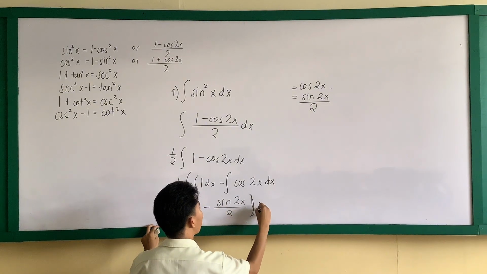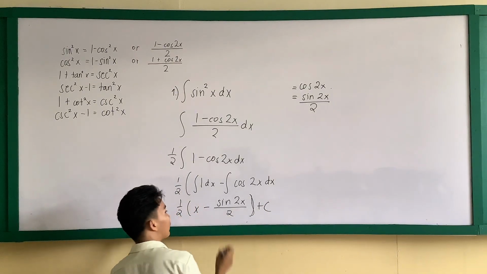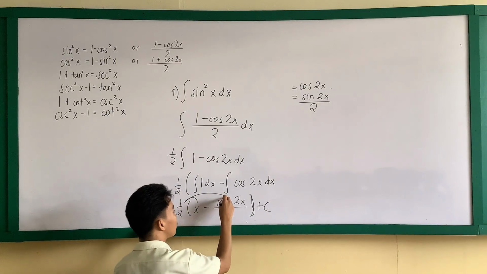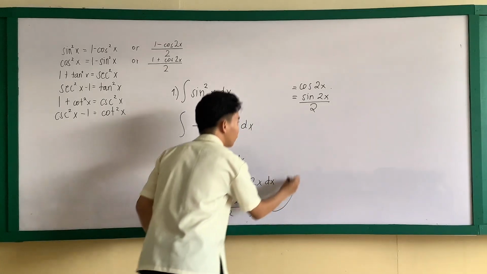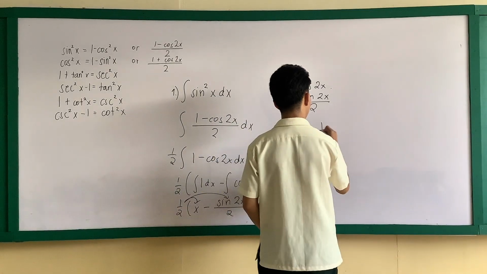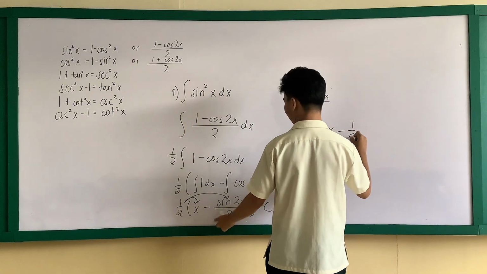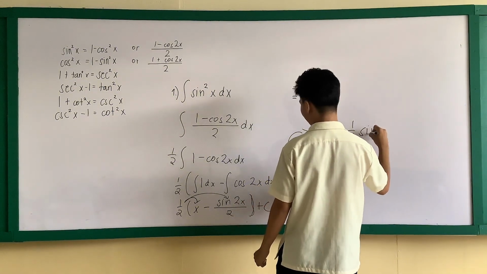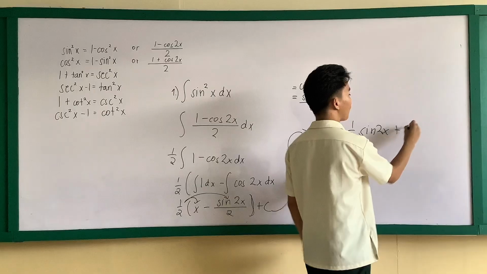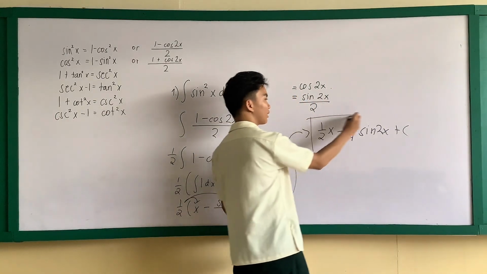Plus c. So now i-distribute natin yung 1 half sa loob. So magiging 1 half x minus 1 over 4 sine 2x plus c. So this is our final answer.